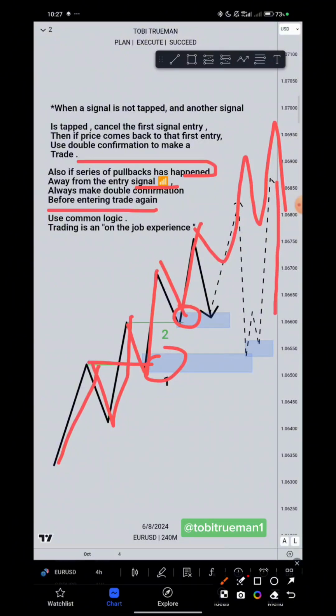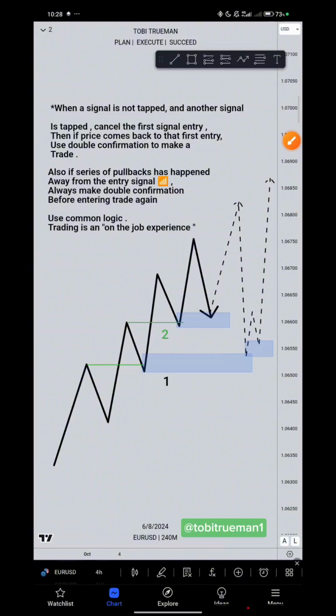If price is coming back, signal number 2, we have to look for double confirmation. Signal number 1, we have to look for double confirmation, because price has gone too far ahead. Because in trading, we have to use common logic.